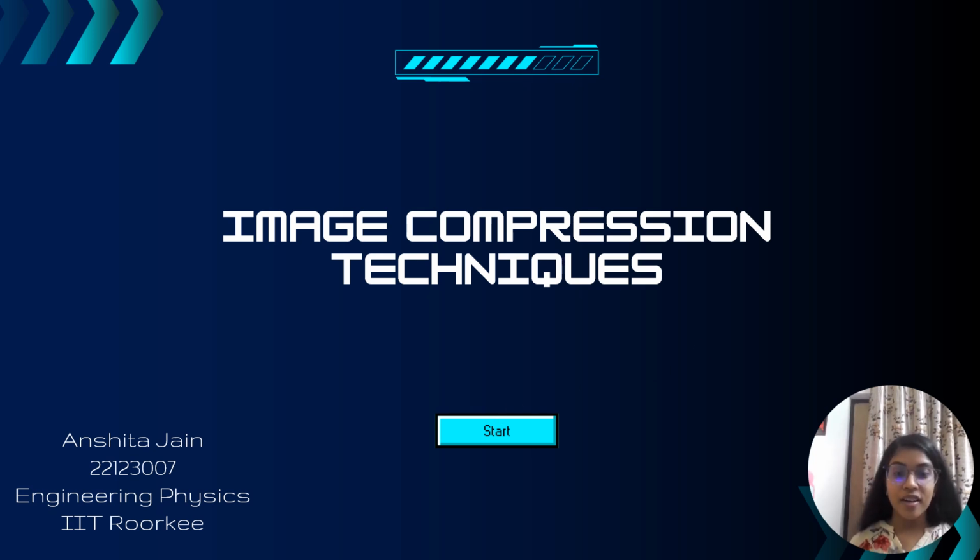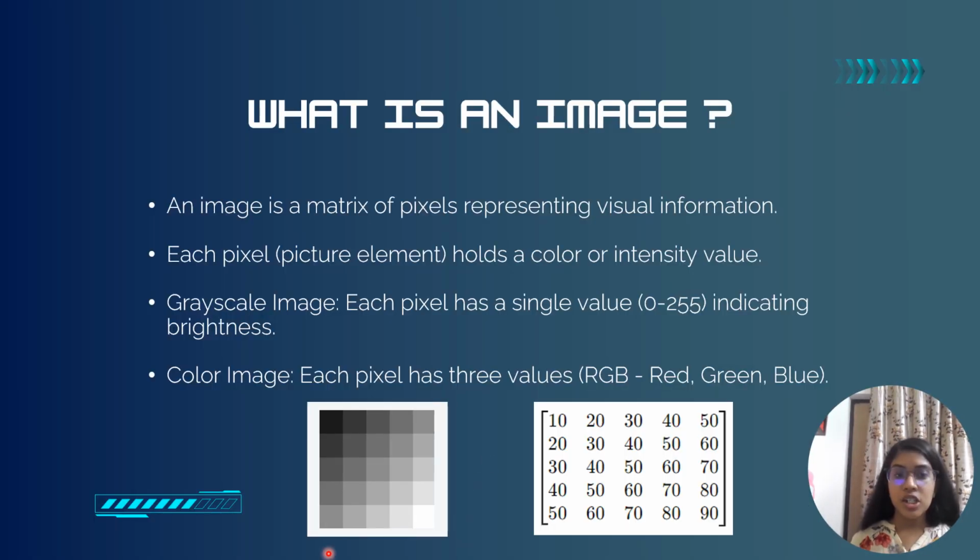So let's start. Now, what is an image? An image is a matrix of pixels, a 2D matrix of pixels, which represents visual information. Each pixel holds a color or intensity value. In grayscale images, it can vary from 0 to 255 depending on the brightness of the image. And in colored images, each pixel has three components corresponding to it called RGB, or red, green, and blue.